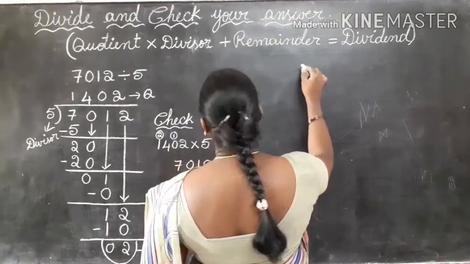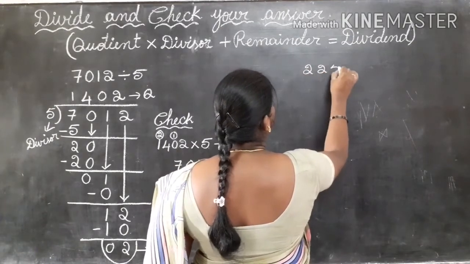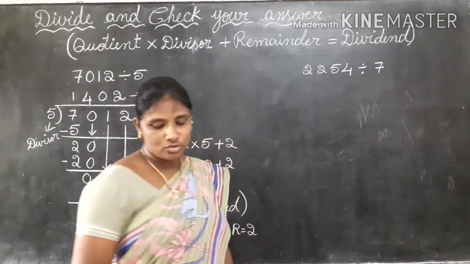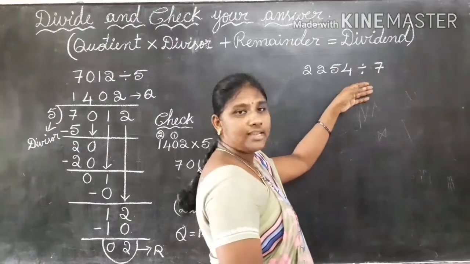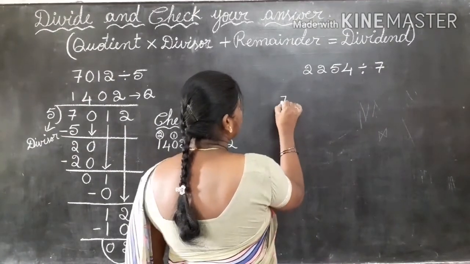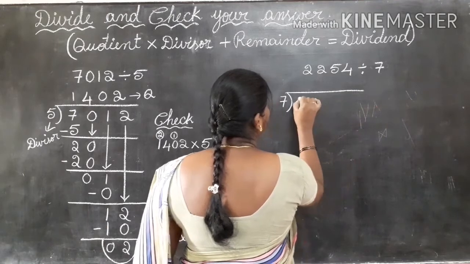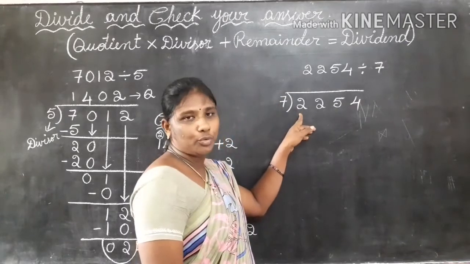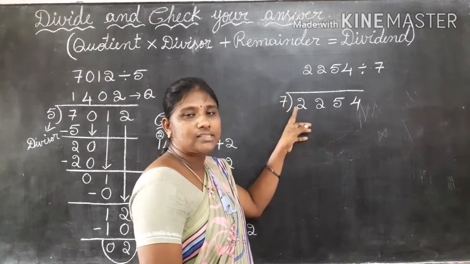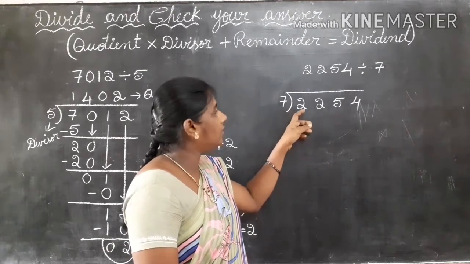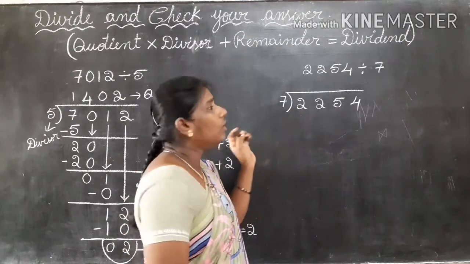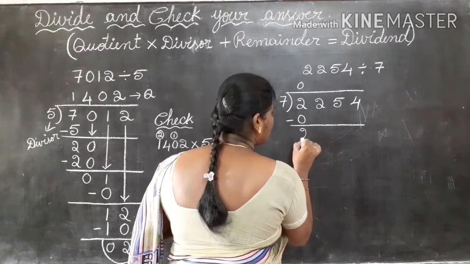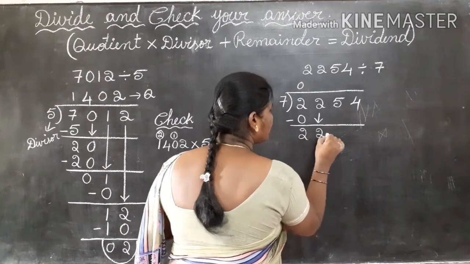Next one, 2254 divided by 7. So we have to do division with 7. 2254. Here 7, here 2. 7 zeros are 0, so we have to start with 7 0 0. 7 ones are 7. This 7 is more than 2. So we have to take 7 0 0. 2 minus 0, 2.